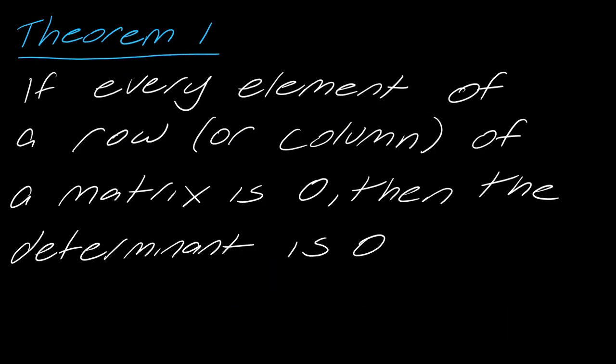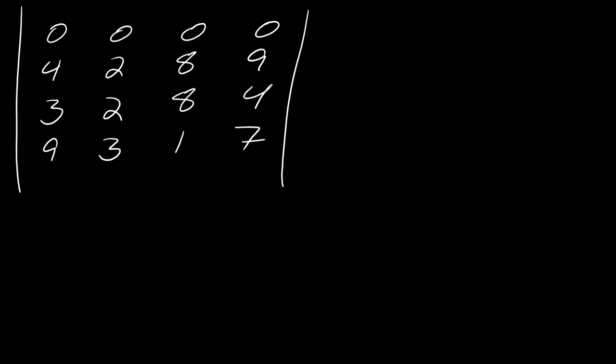The first one says that if every element of a row or column of a matrix is 0, then the determinant is equal to 0. For each determinant theorem, I want to present an example that explains what that means. So here is a 4x4 matrix that I want to find the determinant of.